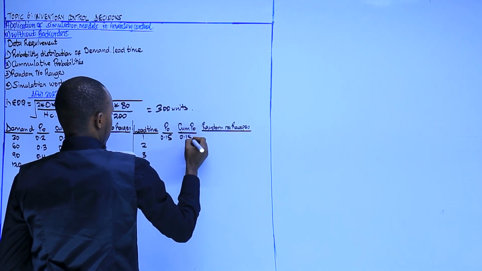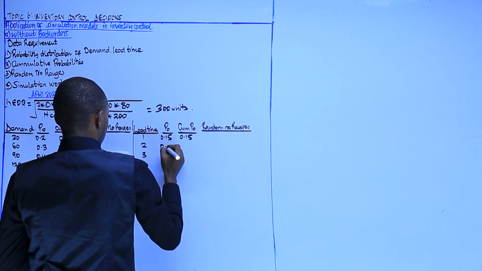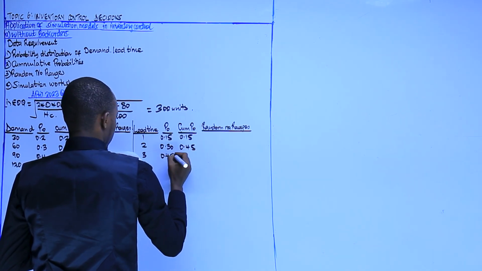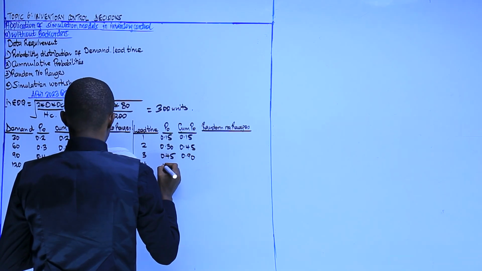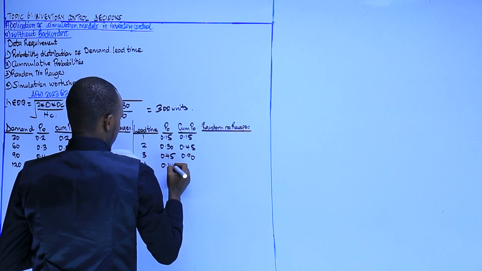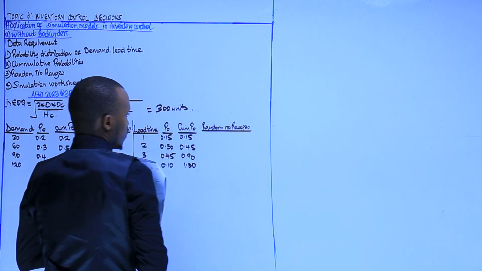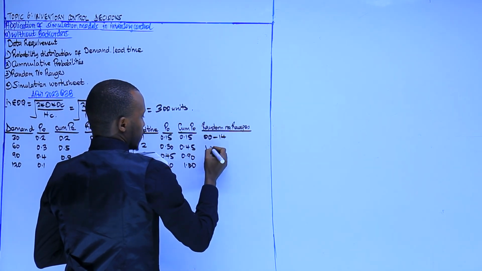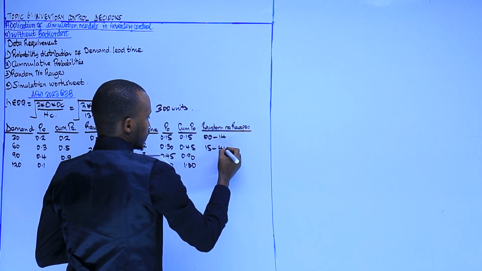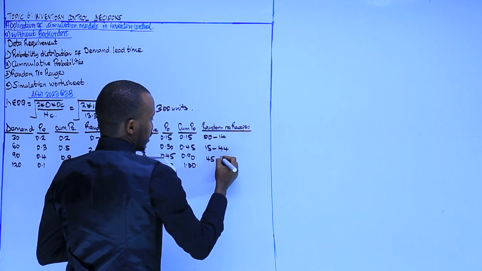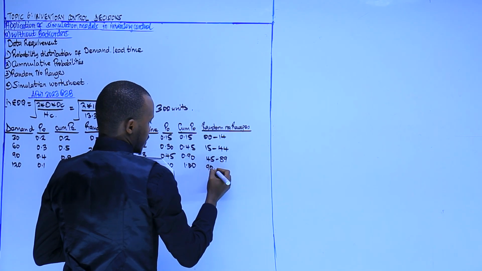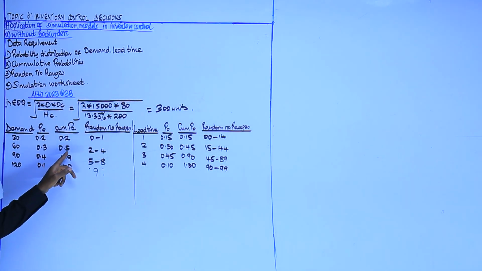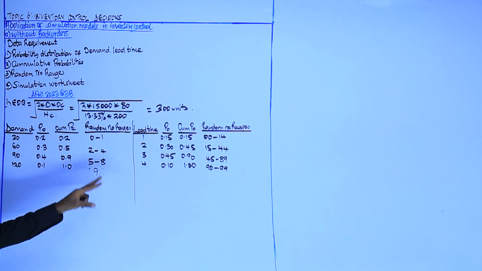0.15, 0.30, 0.45, and this is 0.10. So that means that is 100. Your random number ranges will now be 00 to 14, 15 to 44, 45 to 89, and 90 to 99.